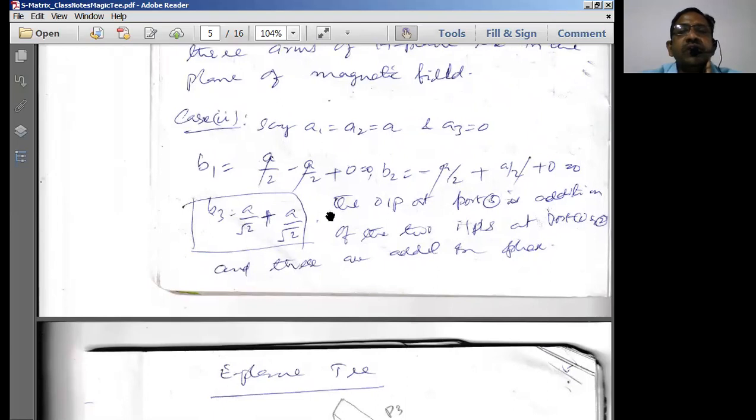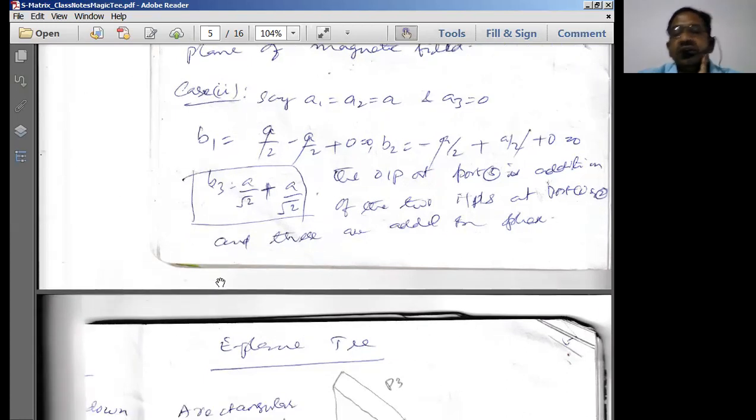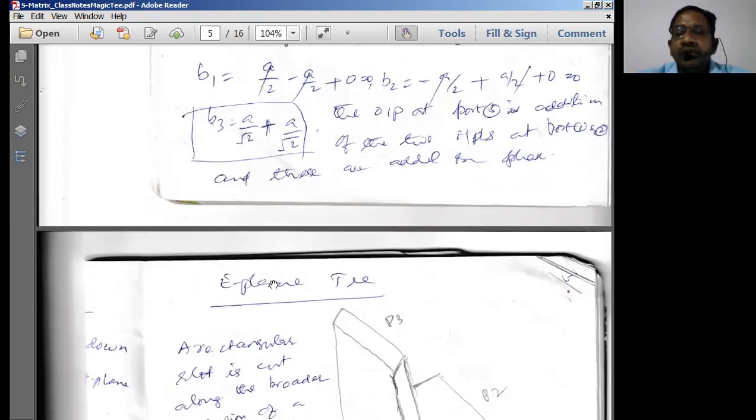Let's say case 2, where you can take A1, A2 equal to A. So here we apply the same input to port 1 and port 2, and we'll try to see the output from port 3. So in port 3 we don't give any input. Now let us substitute all these values in the previous equations 7, 8, 9. So B1 is equal to 0, B2 is also equal to 0, and B3 is equal to A by root 2 plus A by root 2. That means the output at port 3 is the addition of the two inputs applied at ports 1 and 2, and these are added in phase. So this is the result that we normally get from the S matrix.